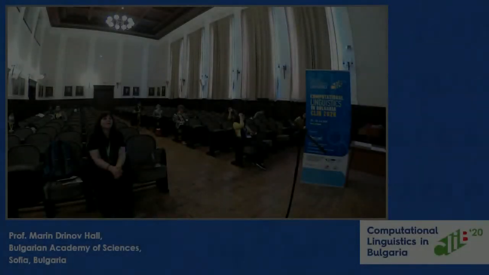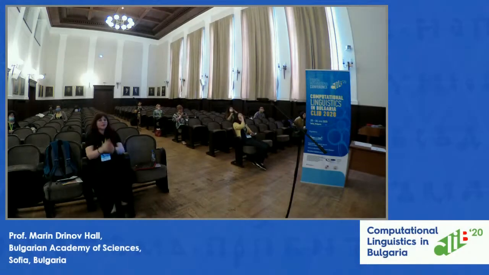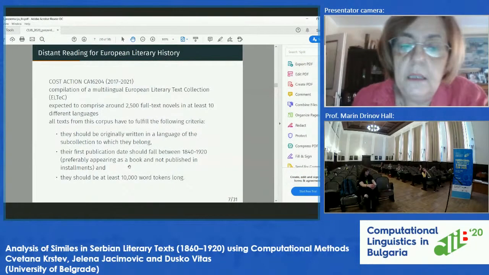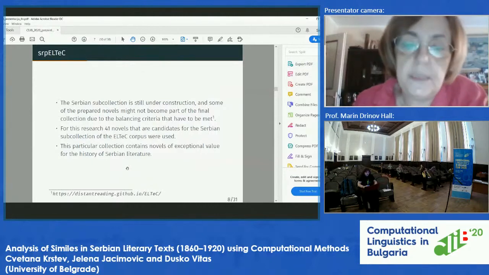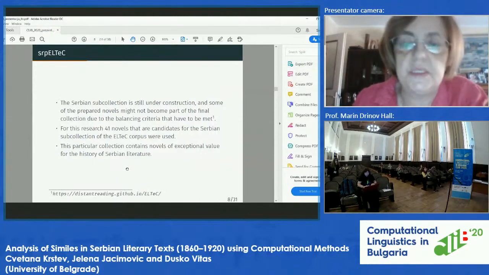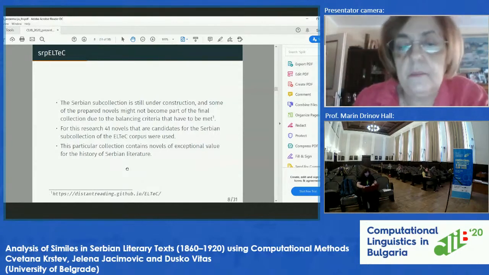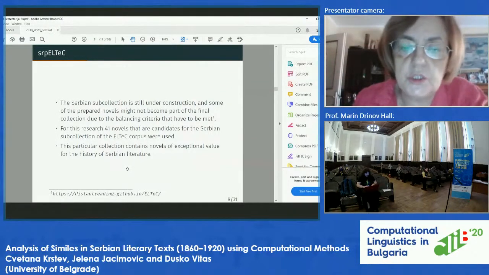So the text that enters the corpus has to be originally written in the language of the sub-collection, the first publication date should fall between 1814 and 1920, and it should be at least 10,000 words long. The Serbian sub-collection is still under construction, and the whole corpus is still under construction. Eventually, the Serbian part of the corpus should contain 100 novels, but for this research, we used 41 novels that are candidates for this sub-collection.